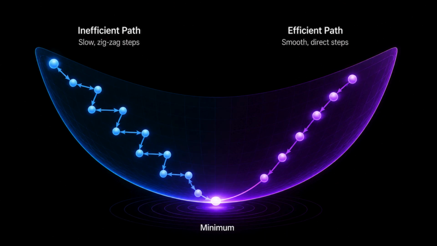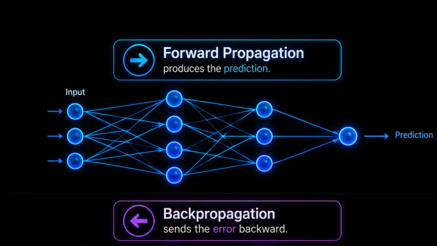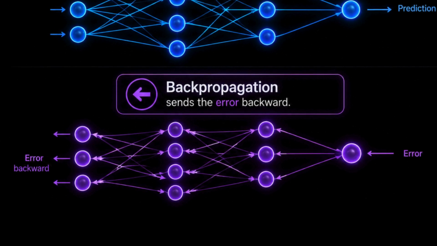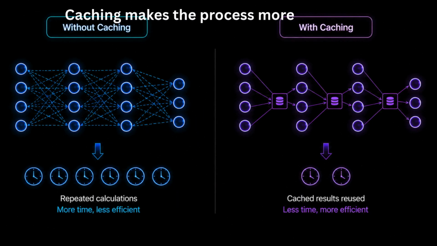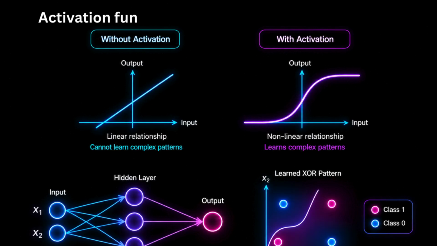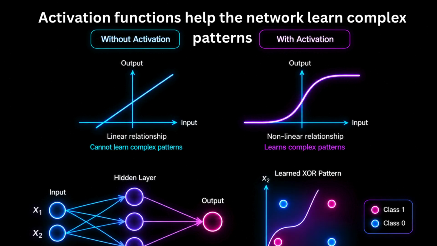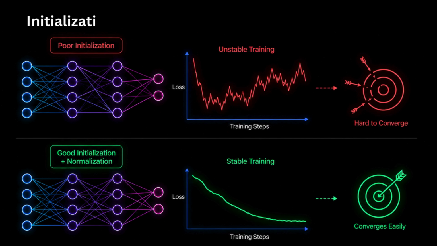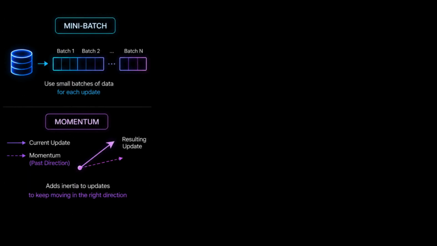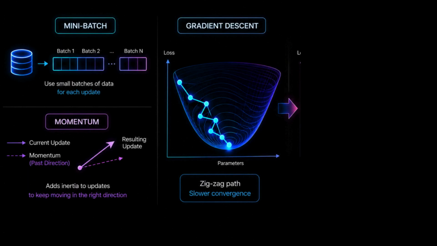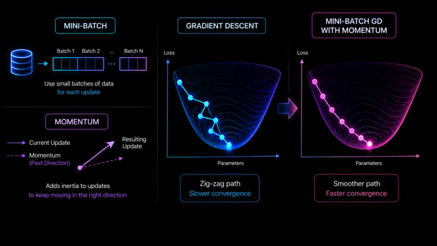And that's the journey. Forward propagation produces the prediction. Backpropagation sends the error backward. The chain rule connects the gradients across layers. Caching makes the process more efficient. Activation functions help the network learn complex patterns. Initialization and normalization help make training stable. And mini-batch gradient descent with momentum helps optimize the network more efficiently.